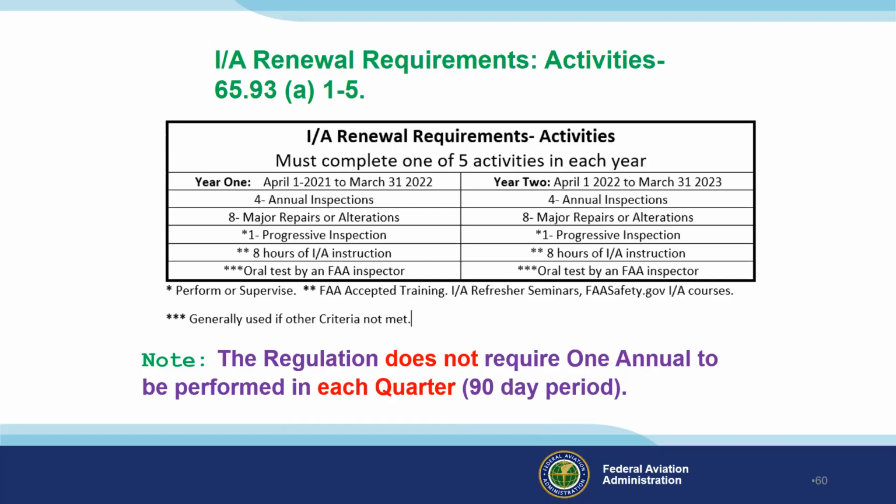Or FAAsafety.gov. There's a list of IA courses. A lot of them are free. And one question I get every now and then, because the regulation is kind of confusing, is that it does not require one annual to be performed in each quarter or each 90-day period. As long as you have 4 annuals for the year, that counts.